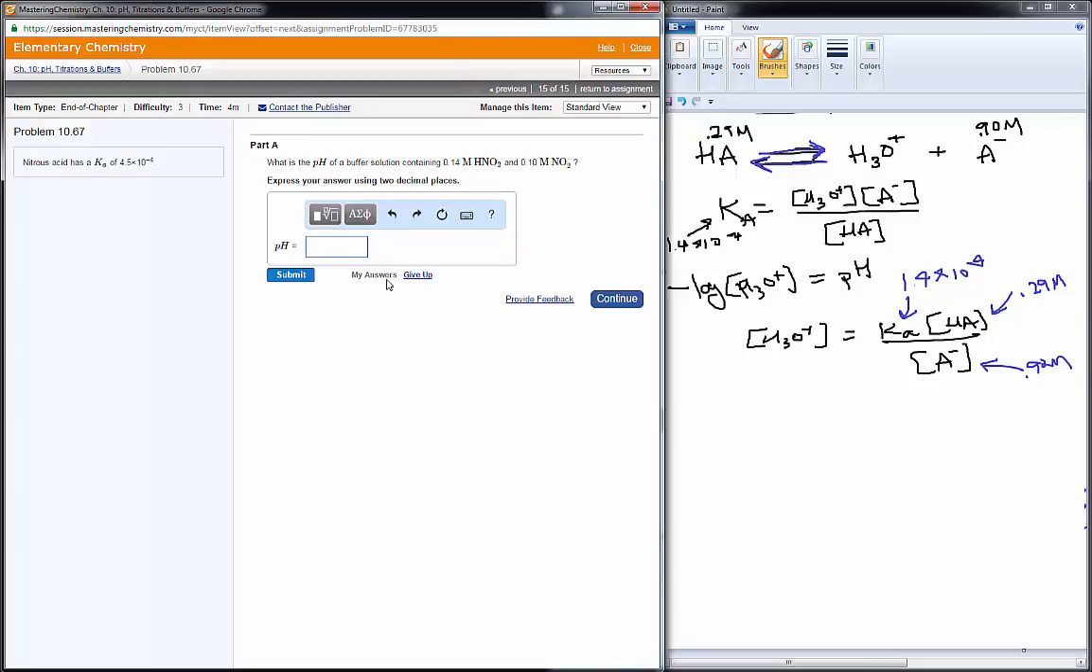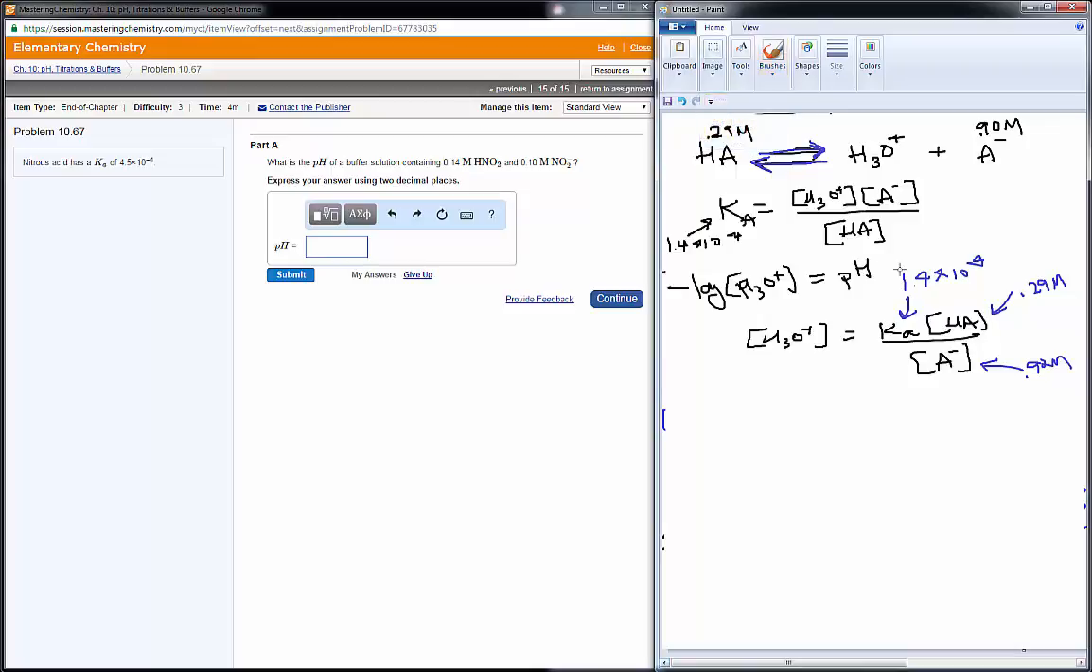And finally, what's the pH of a buffer solution containing this much of this and this much of this? If this is the Ka, we're just going to use the exact same equation that we've got. The H3O plus is the Ka times the HA divided by the A minus. And we're just going to replace these values with the new ones that they're giving us. The hard part here, quote unquote hard part, I don't know if it's hard, is again identifying which is my acid and which is my conjugate base. They say the Ka is 4.5 times 10 to the minus 4th.